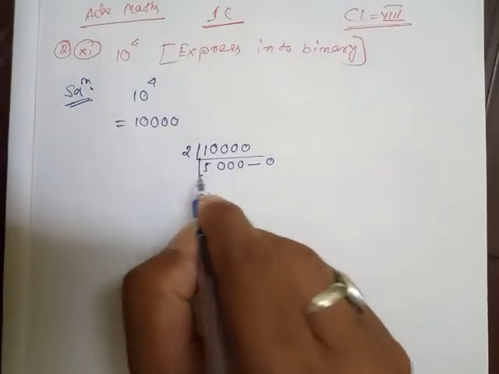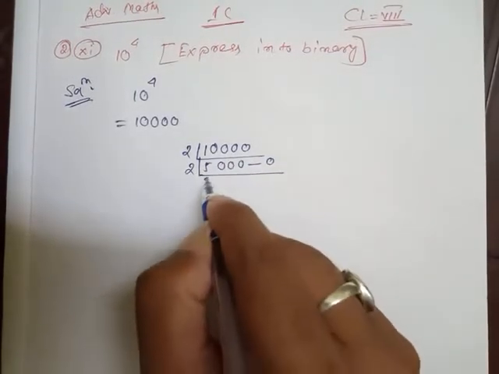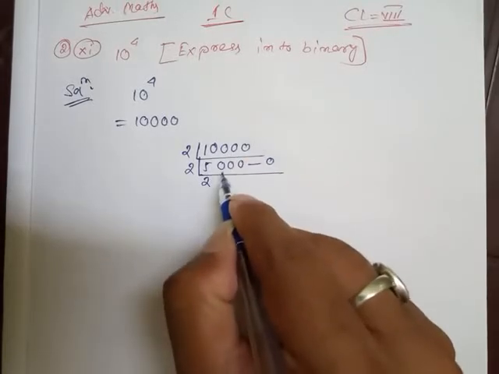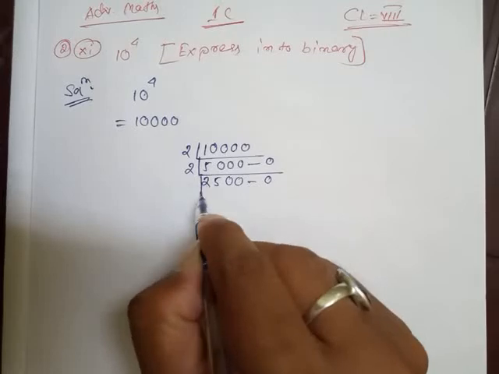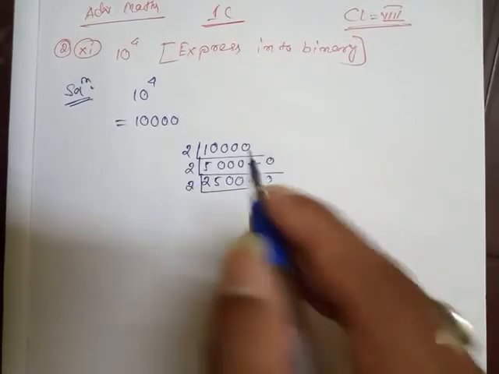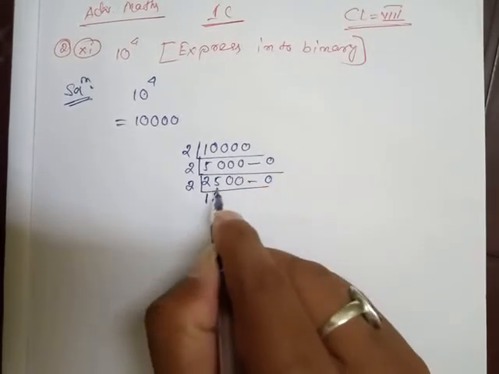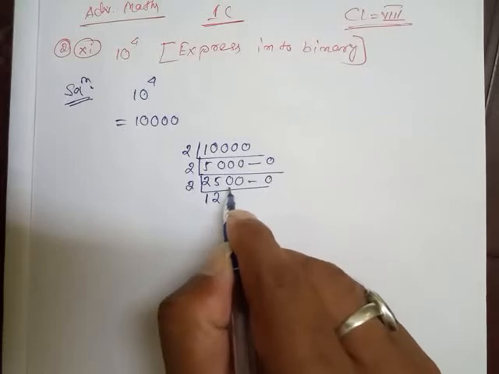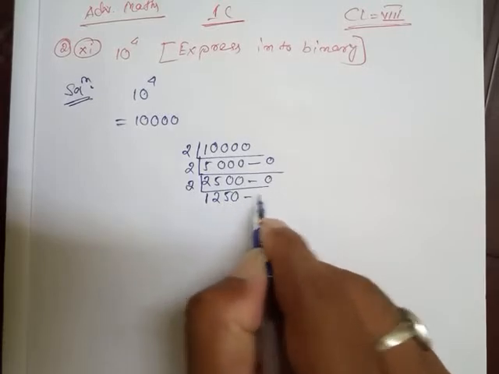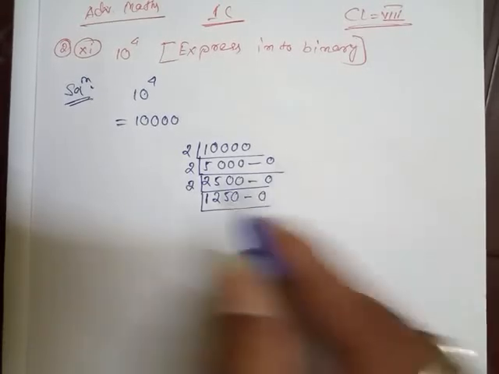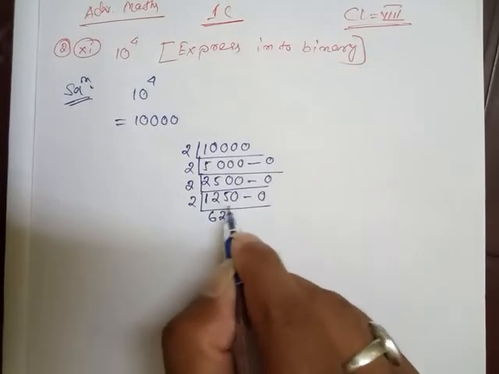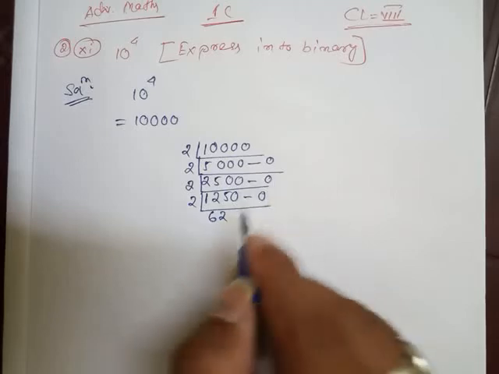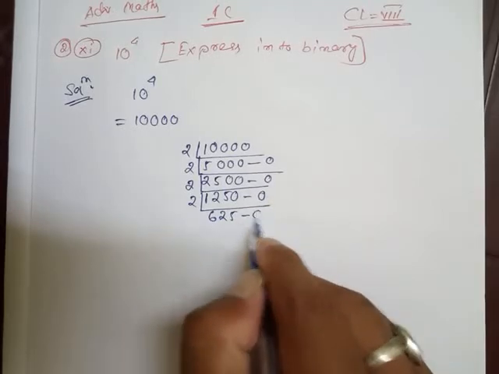Now again go for the division with 2 again. 2 2s are 4, 5 minus 4 is 1, then 0 makes 10, 5 2s are 10, remainder is 0 again. Now again we'll go for the division with 2. 2 1s are 2, 2 2s are 4, 5 minus 4 is 1, 0 means 10, 5 2s are 10, remainder is 0 again. We'll go for the division again with 2. 6 2s are 12, 2 2s are 4, 5 minus 4 is 1, then 0 means 10, 5 2s are 10, remainder is 0 again.